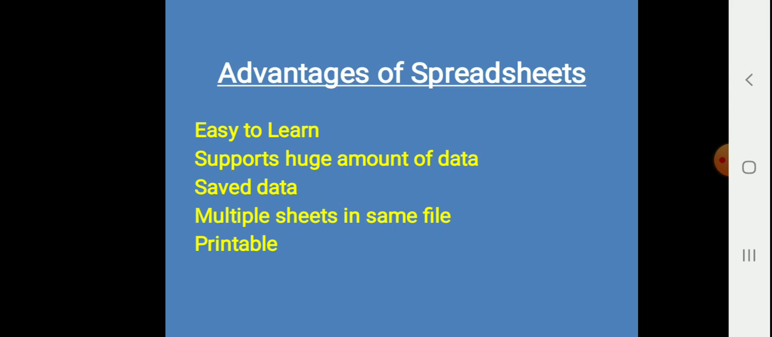Okay, and multiple sheets in the same file. That means many worksheets can be in a single workbook. So relevant data can be made available in worksheet 1, 2 and 3 and so on, and it can be saved under a single workbook.